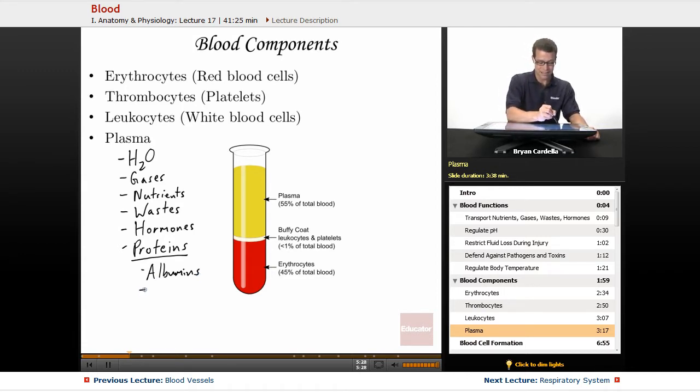Next up, globulins. There are two main kinds of globulins.